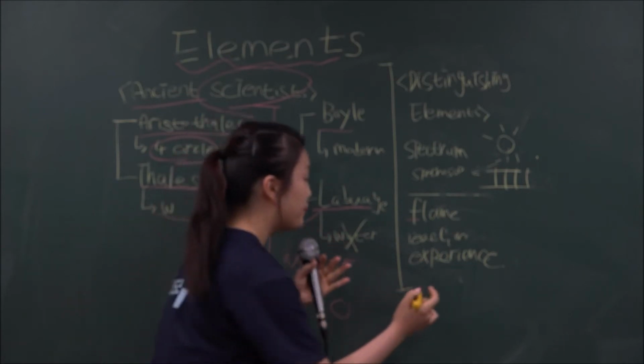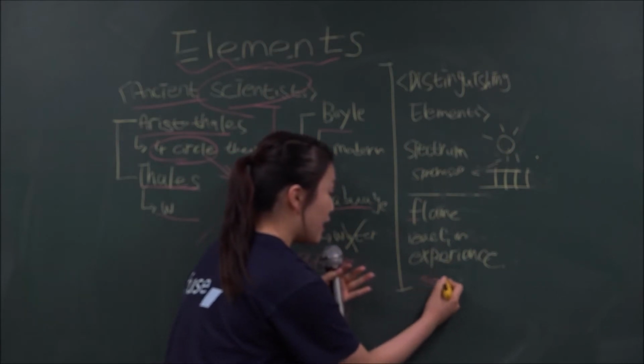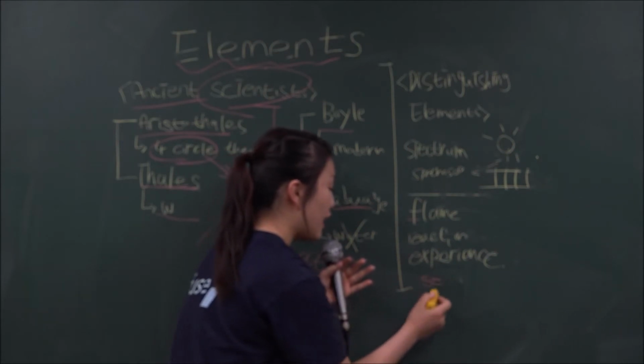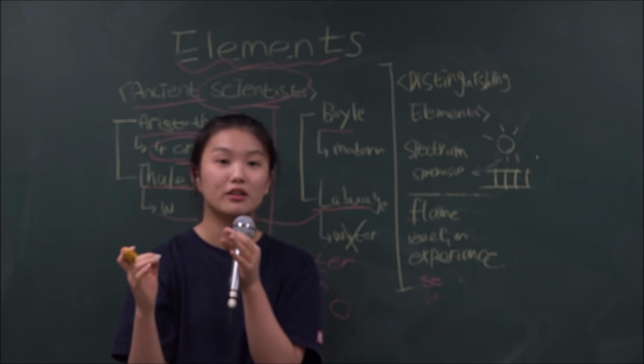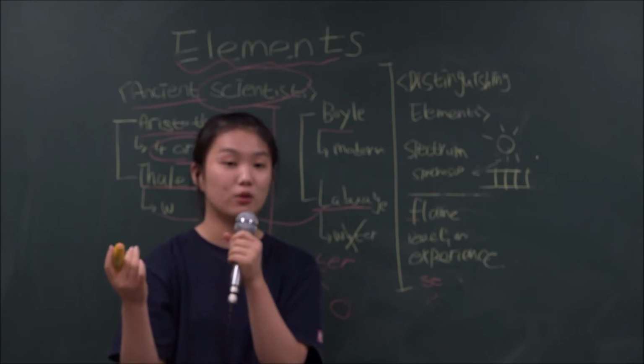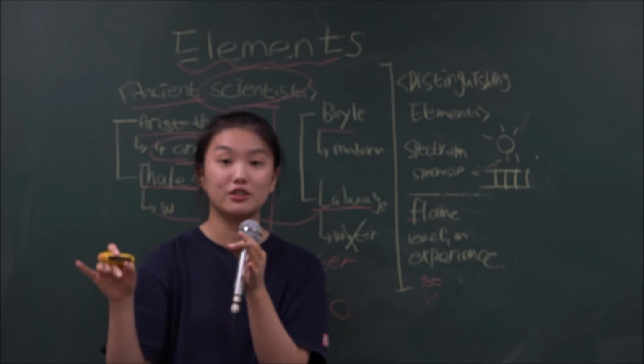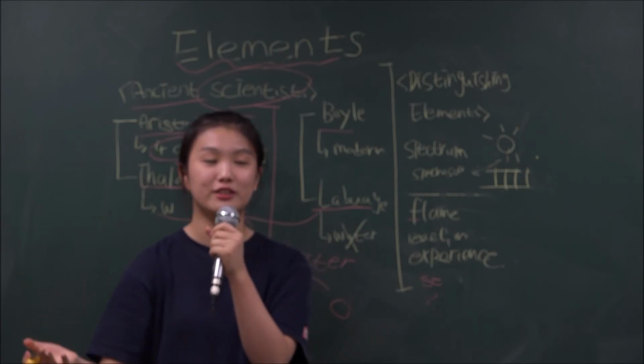For example, strontium and lithium both have the same color, which is red. So we couldn't distinguish which is strontium and which is lithium.